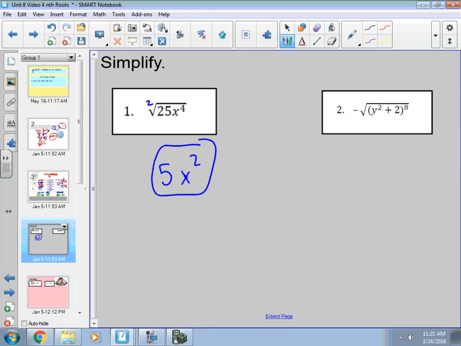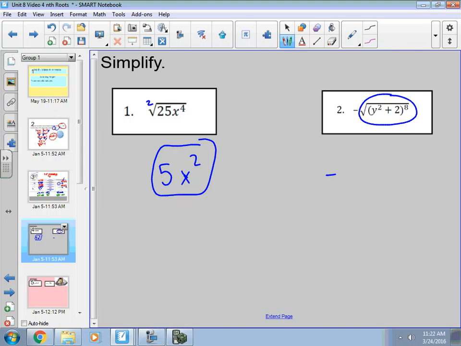Okay, let's look at number 2. We want to do the negative square root of this. Now, can we do this because there's a negative? If this negative were inside of the square root, no. But because it's on the outside, that doesn't really affect our square root. So our answer is just going to be negative of whatever this part comes out to be.